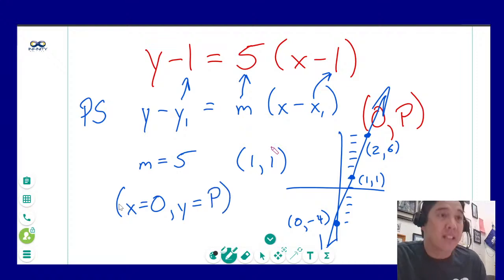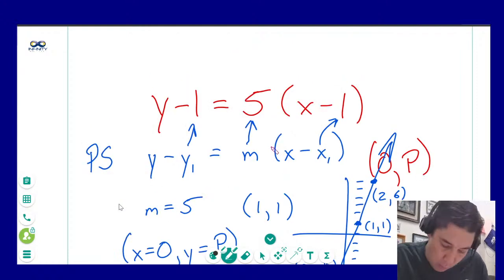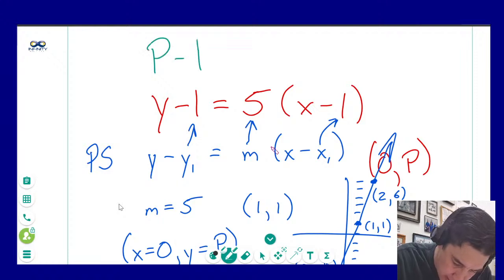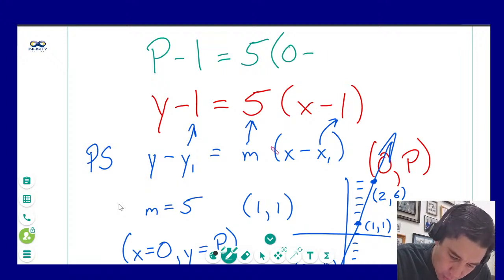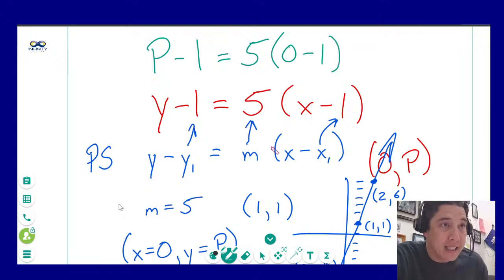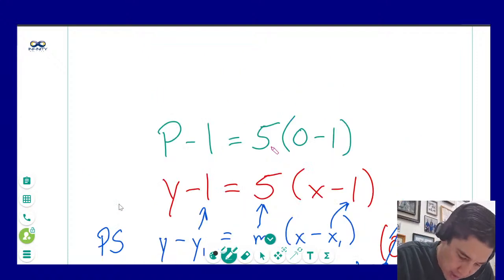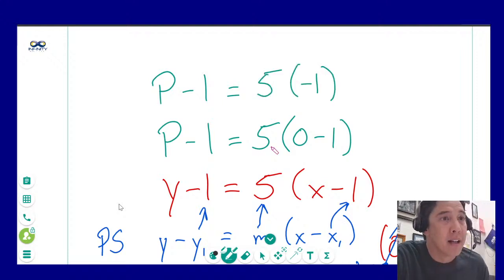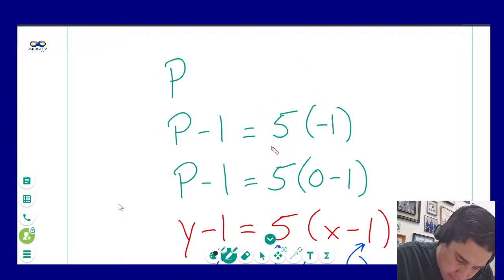So let's plug 0 into the equation for x and p into the equation for y. So let's rewrite the equation as p minus 1 equals 5 times 0 minus 1. And that's easy enough. First, we'll do inside the parentheses: p minus 1 is equal to 5 times negative 1. 5 times negative 1 is equal to negative 5.